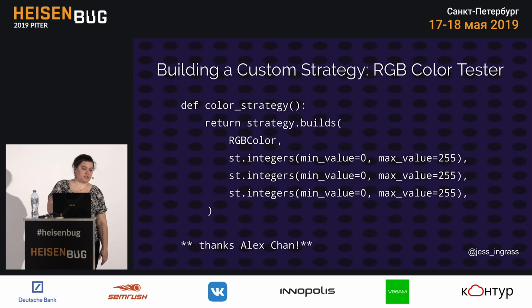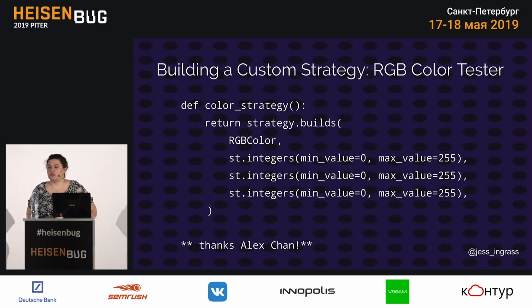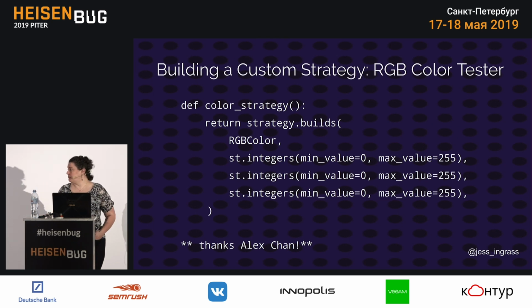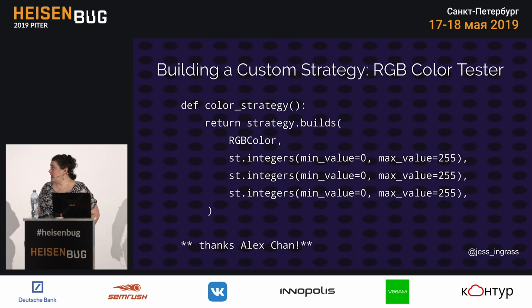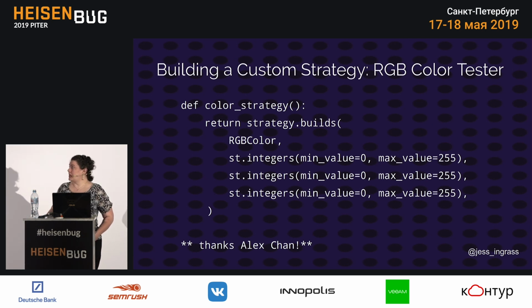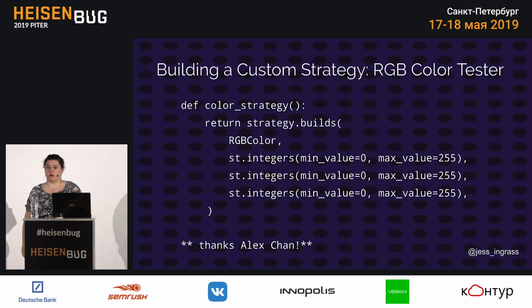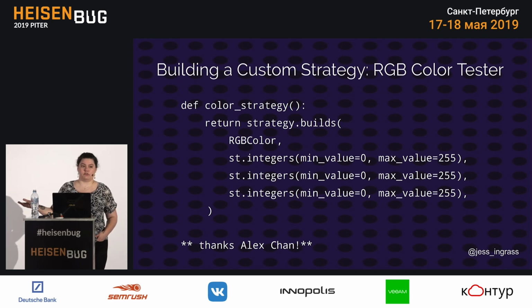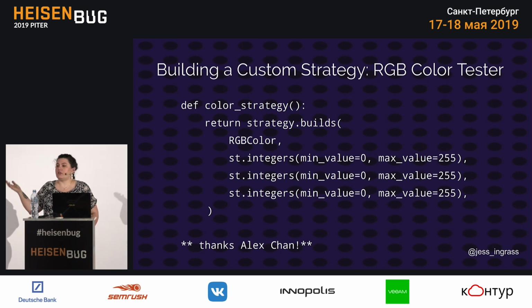Another custom strategy, and this comes from Alex Chan, is using those integer strategies to chain and build out an RGB color tester. So if you need to use this in any way, shape, or form, you can simply chain the strategies, and then you can use that color strategy in the given call, and it will generate 200, 300, 500 RGB combos, however many you felt like.